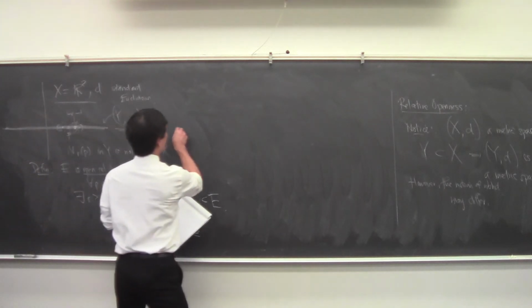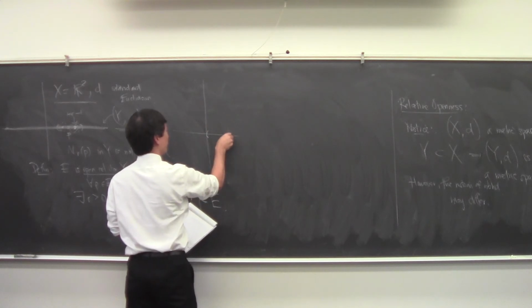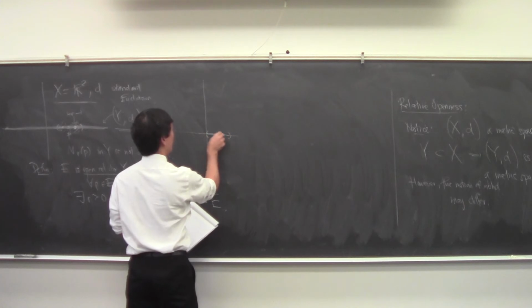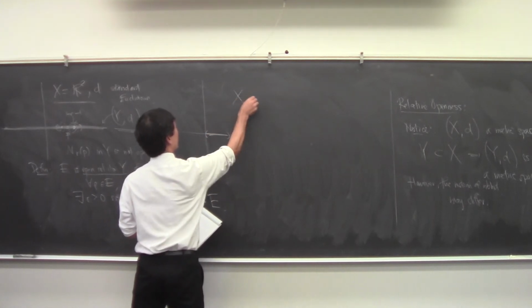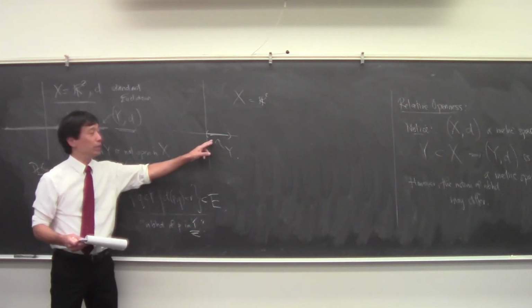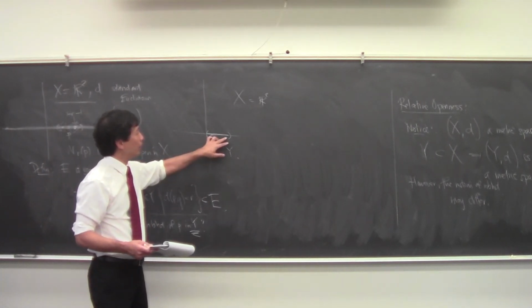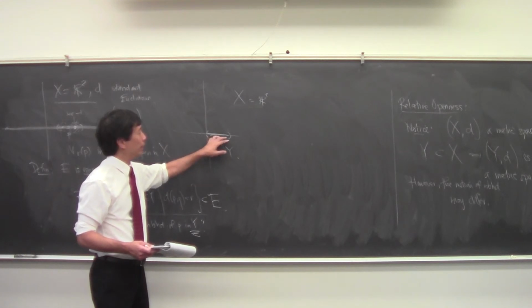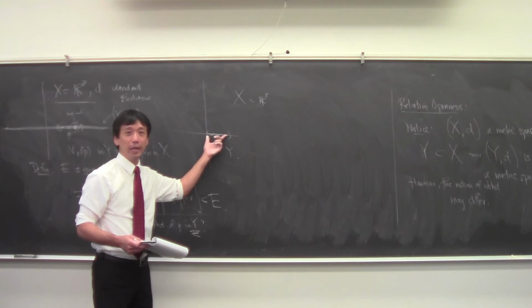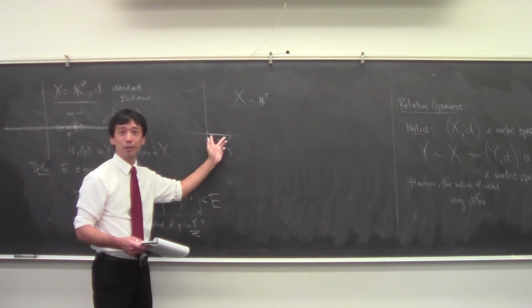Or, for example, suppose I take Y to be the open interval 0, 1 here. So X is the whole plane, and Y is just this open interval. Within the world of Y, if I take the whole set here, then it contains all its limit points. So this set is actually closed.